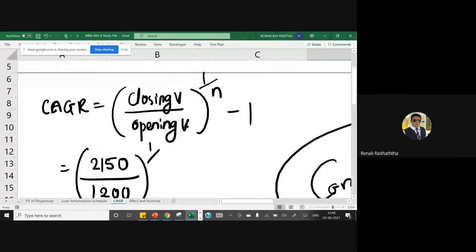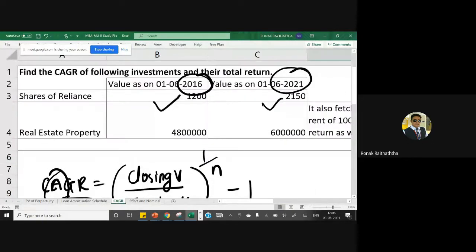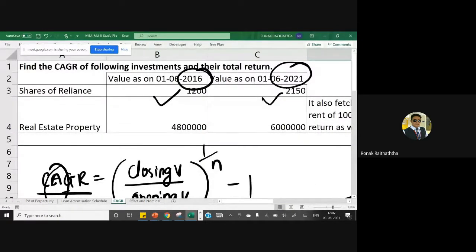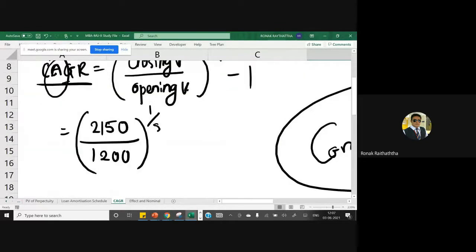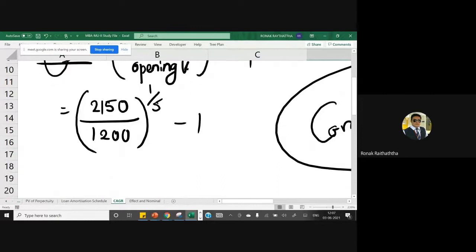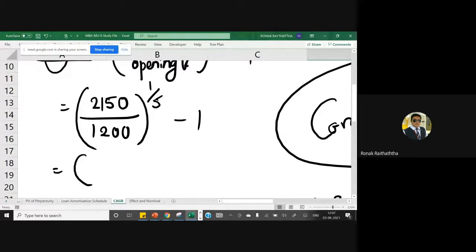N stands for the number of years, because we are finding the annual growth rate, right? So n should also represent the number of years. From 2016 to 21, 5 years have elapsed. Just putting 5 over there, minus 1 equals. First of all, just find what you have there in the bracket. Everyone should be doing it along with me.